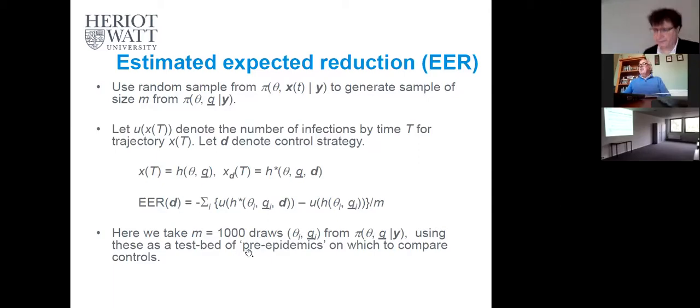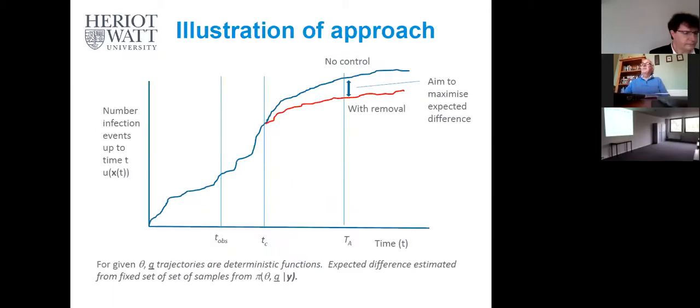And these kinds of techniques lend themselves very naturally to parallelization, because you're essentially doing exactly the same calculations for each of those 1,000 draws. So all the stochastic simulation is done at this point, and everything now becomes deterministic.